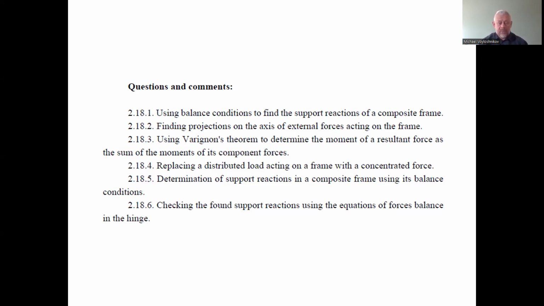Checking the found support reactions using the equations of force balance and the hinge. Usually we can use the equality to zero of the rotation moment of the forces around a point which we did not use for finding the support reactions. We have to find another arbitrary point. It could be a moment point that reduces the action of all efforts in the equations, easy to calculate, or it can be the point of the intersection of the convergent forces.